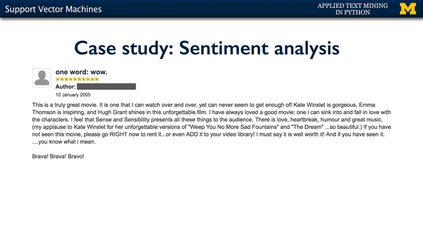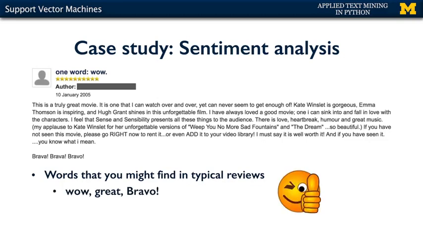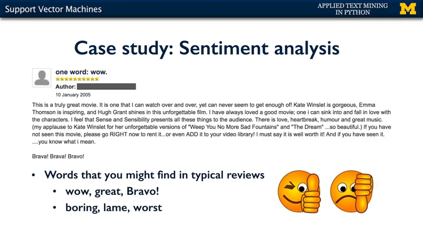Let's take another example, and this is about sentiment analysis. This is somebody's review for a movie, and you could guess which movie it is. It's Sense and Sensibility, and you can see that the reviewer here has given some stars and so on, but then used words like wow and great movie. Using those words, we could identify that this particular review is positive. If you had seen words like boring or lame or worst, it would be a negative review. So again, this is a sentiment classification task where, looking at the words, we have to determine whether it's positive or negative.